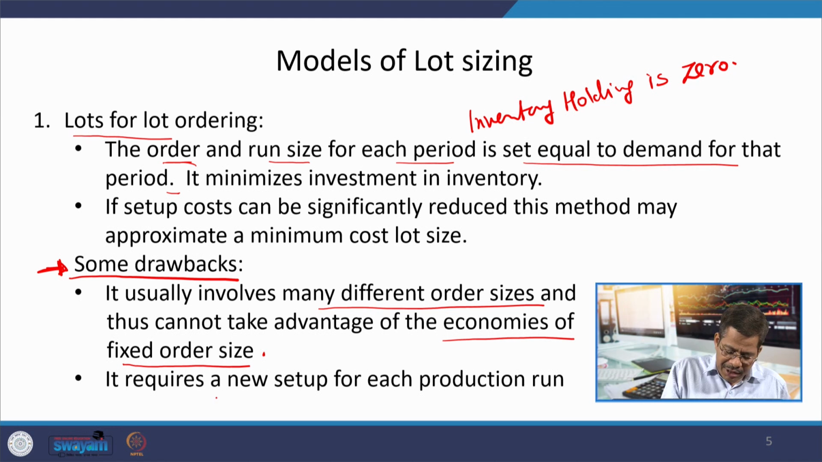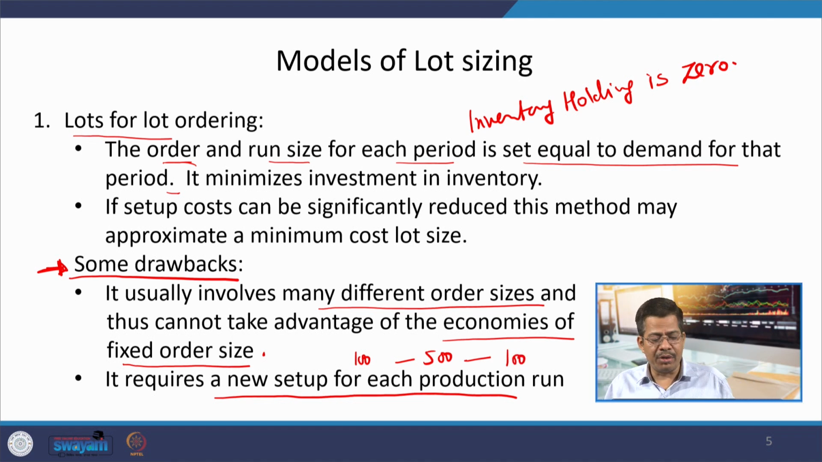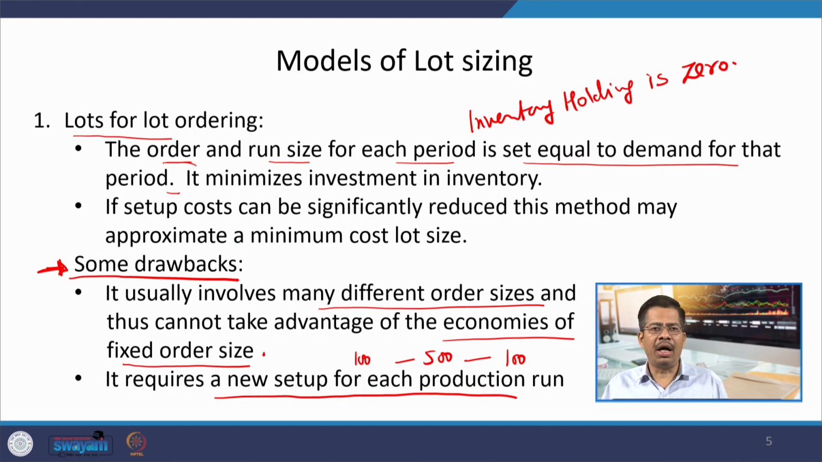Another thing is, it may require a new setup for each production run. Sometimes you are producing 100 items, another time you are producing 500 items, another time again 100 items. So, this variable production run may again put some pressure on your manufacturing system, but this applies when you are producing these items in house, because in MRP it is not necessary that all the items in your structure are procured from some outside agency.